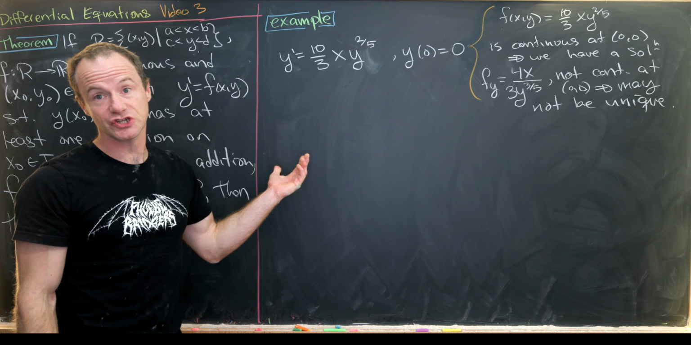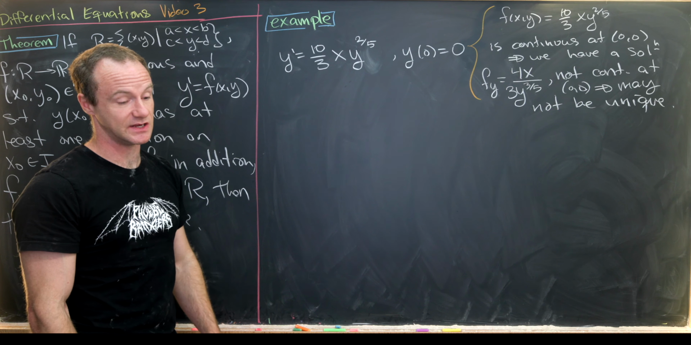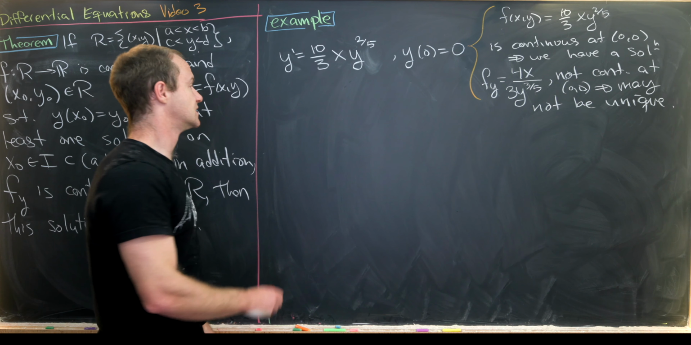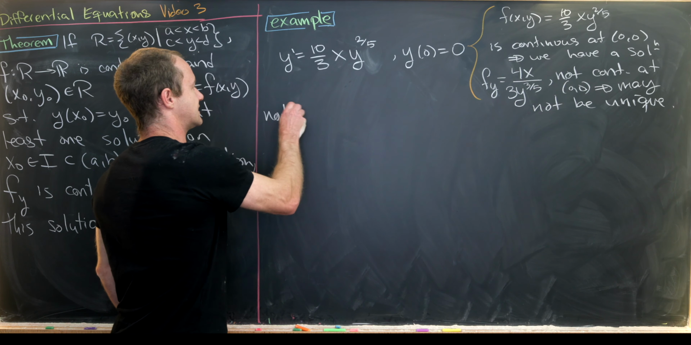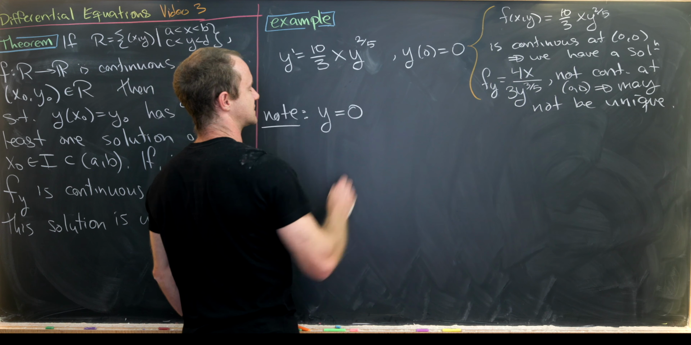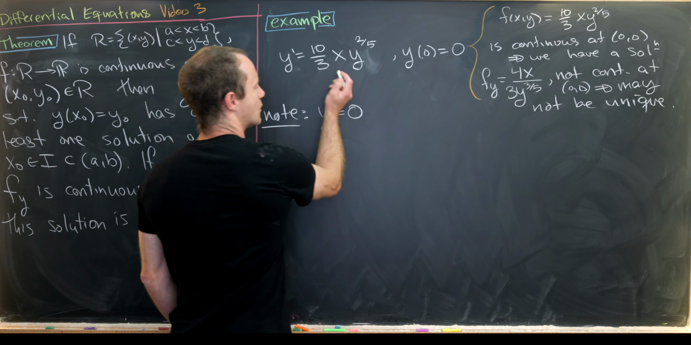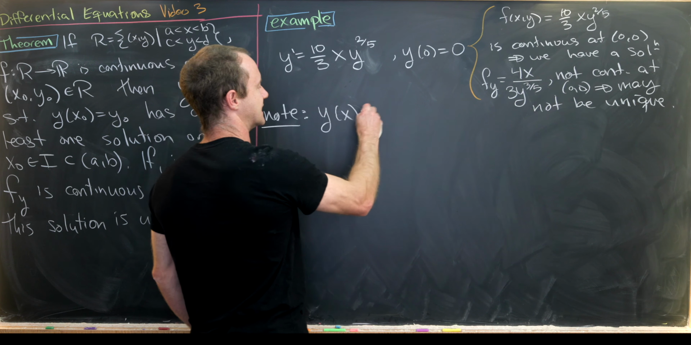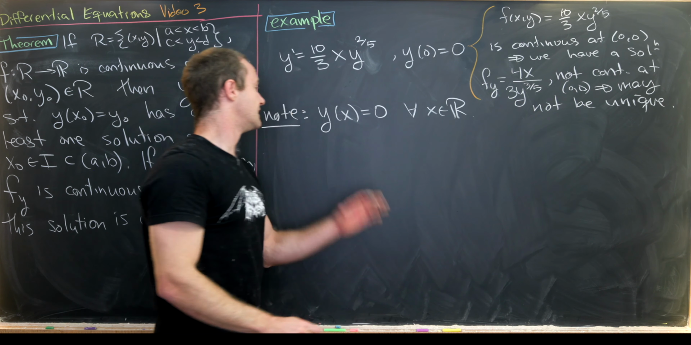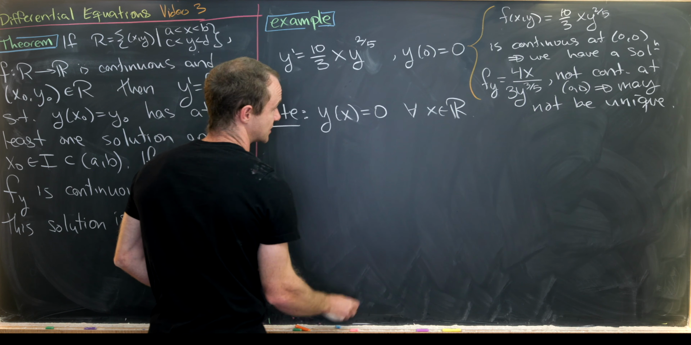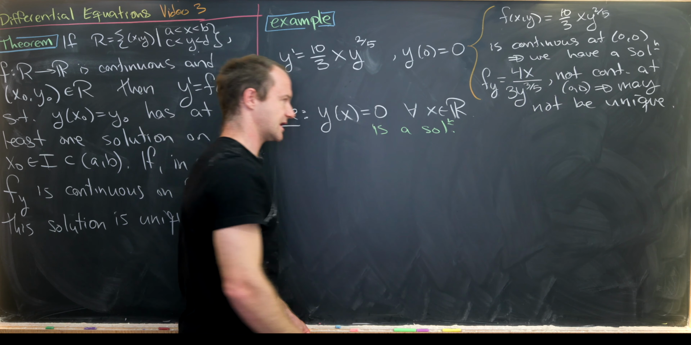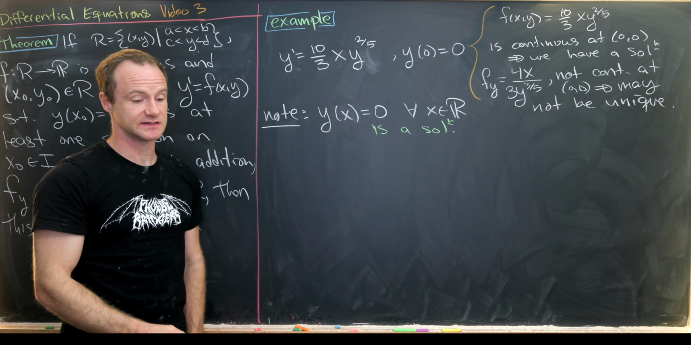Okay, so we'll actually show that we do have a solution and it's not unique by giving two solutions. So let's first notice that there's a really simple solution that we can write down, and that is the solution y equals 0. Or in other words, y evaluated at x equals 0 for all x in the real numbers. That's most definitely a solution. So let's write that down. It's maybe not a super satisfying solution, but it is a solution.